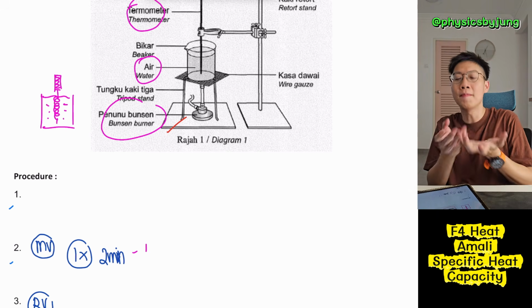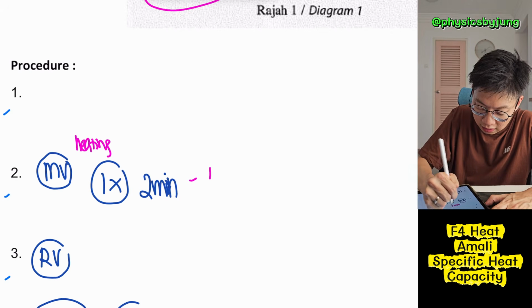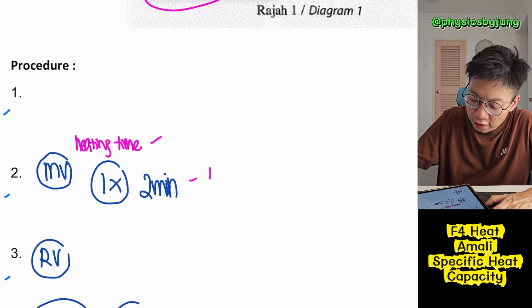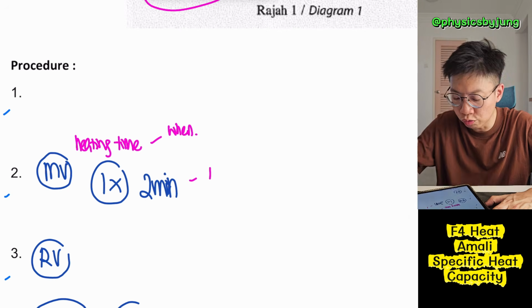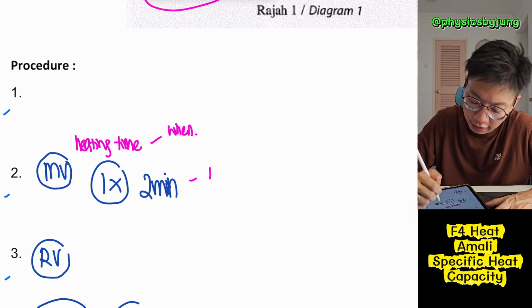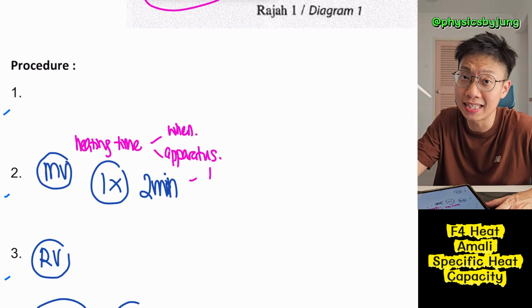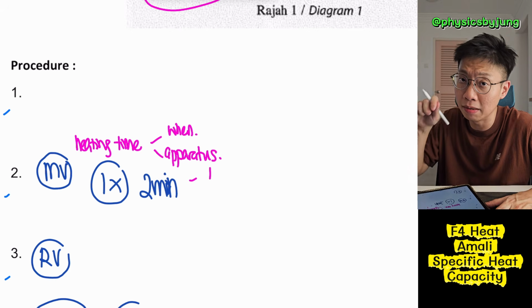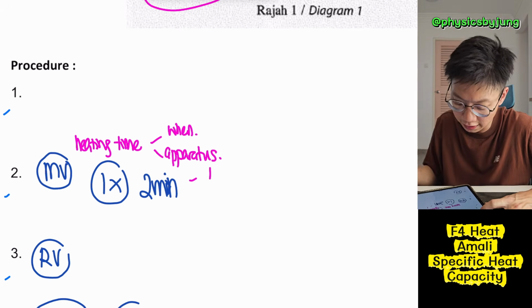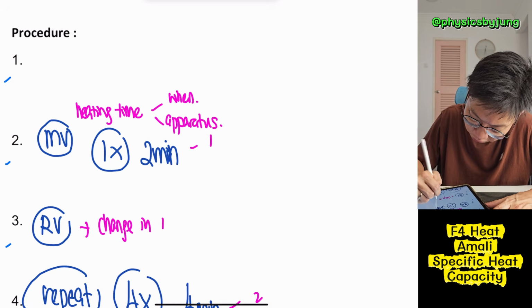Okay, and then remember, because the manipulated variable is your heating time taken, you have to tell me when you start measuring. For example, the stopwatch is started, okay, of course, and your apparatus as well. You have to be more clear, like the stopwatch is started when the Bunsen burner is being turned on. Okay, then your responding variable is your change in temperature.